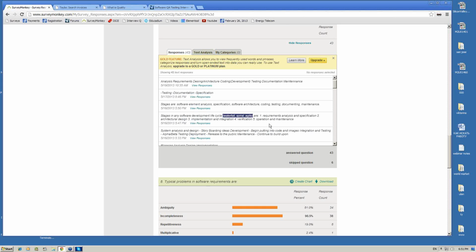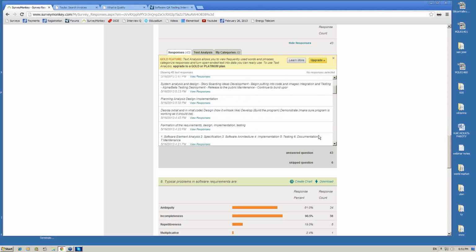Don't do it. Requirements, specification, architectural design, implementation, integration, verification, operation and maintenance. It is not true. Waterfall and agile are different cycles, and stages are not. Stages are different sometimes, and they happen in different ways, and lots of things happen in parallel rather than one by one. So I wouldn't really run into that. It is a very dangerous direction in which you might go. System analysis and design, planning, decide.